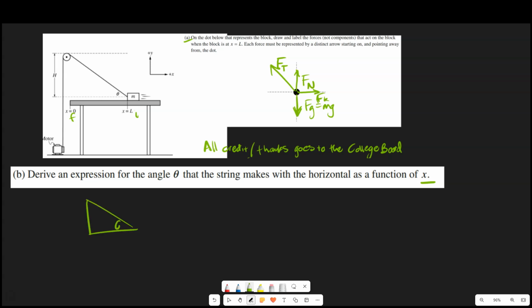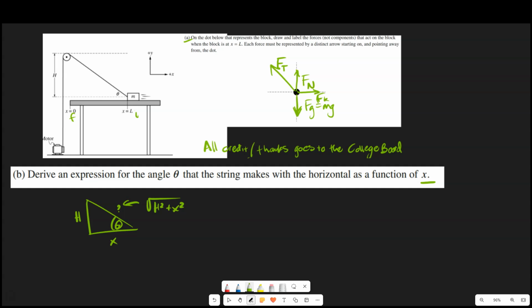Let's think about this. We know that we have this theta here. We're going to call this x, and what else do we know? Well, we know we have an h value here. We don't know what this is. We do know that we have an angle theta here. How could we solve for that unknown hypotenuse? What do you think? Well, we could use the Pythagorean theorem, of course, right? So this is just going to end up being the square root of h squared plus x squared. That'll be our hypotenuse here.